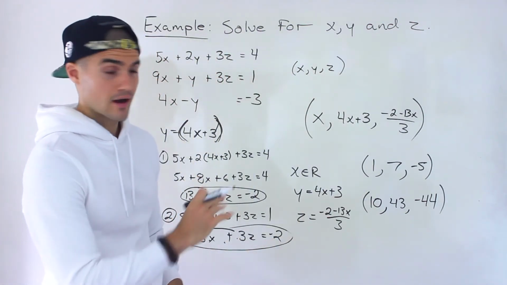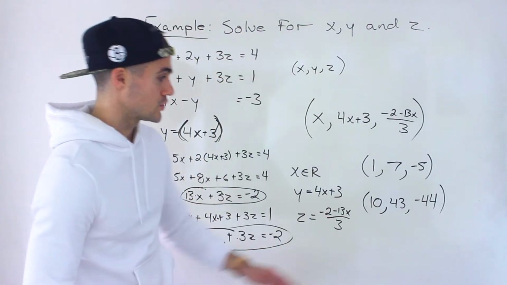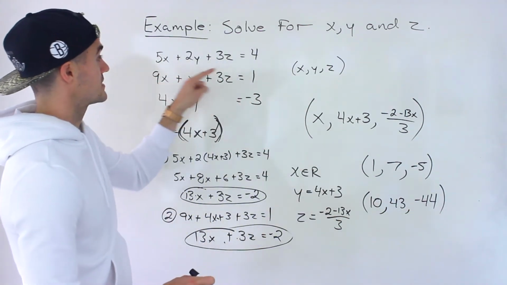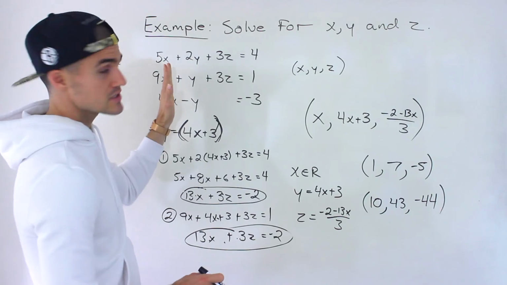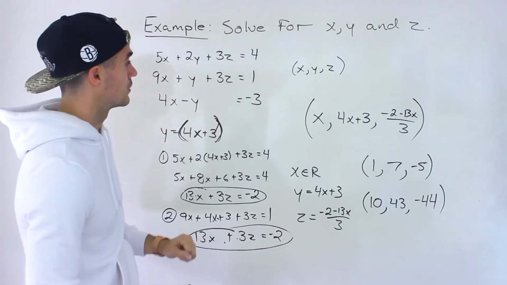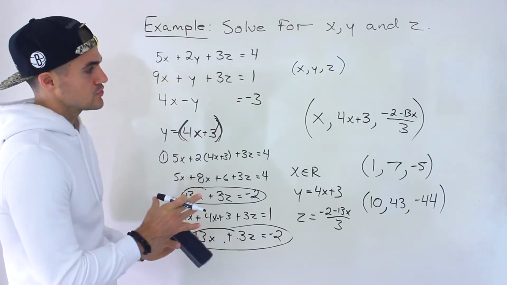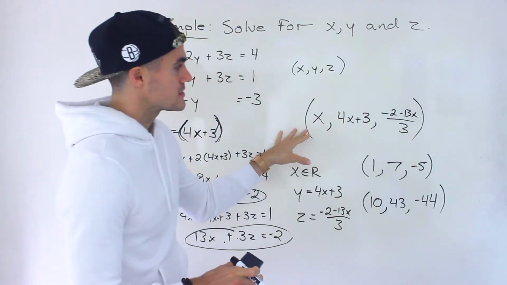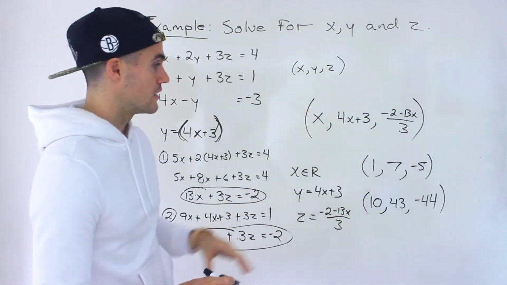Right? So that would be another solution. You could test it out. If you took this point and plugged it in for the x, y, and z in all of these equations, you'd notice the left side would equal the right side. Now with these solutions, you don't necessarily have to have this all in terms of x.